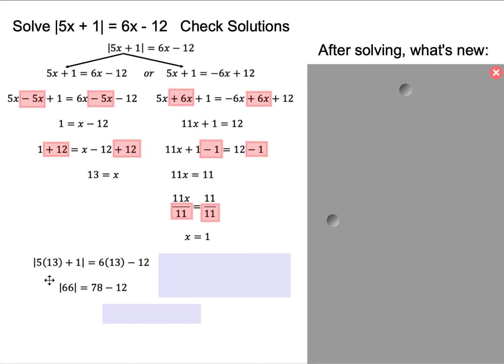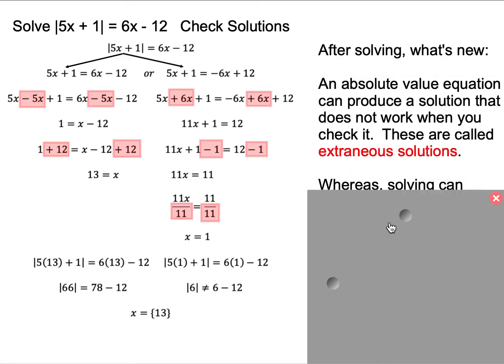If we check the 13, plugging in the 13 for x, 5 times 13 plus 1 is 66. 6 times 13 minus 12, that's 78 minus 12. That does equal 66, so that one works. If I plug in 1, 5 times 1 plus 1, that's 6. 6 times 1 minus 12 is negative 6. 6 does not equal negative 6. So in this case, only one of those answers works, the 13.